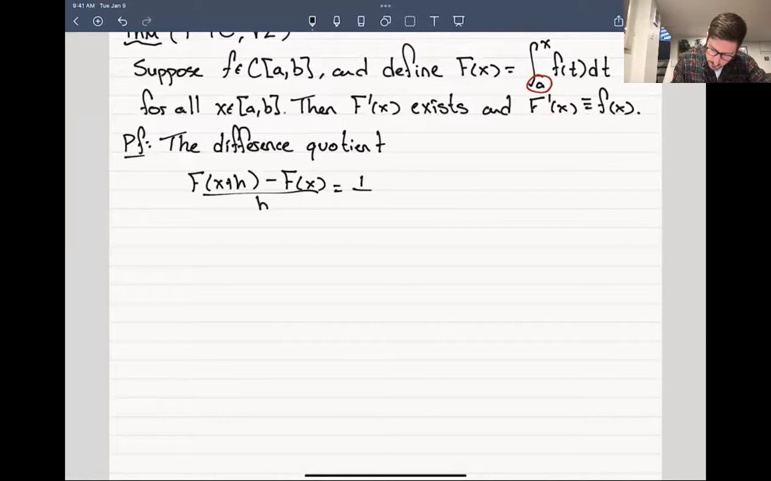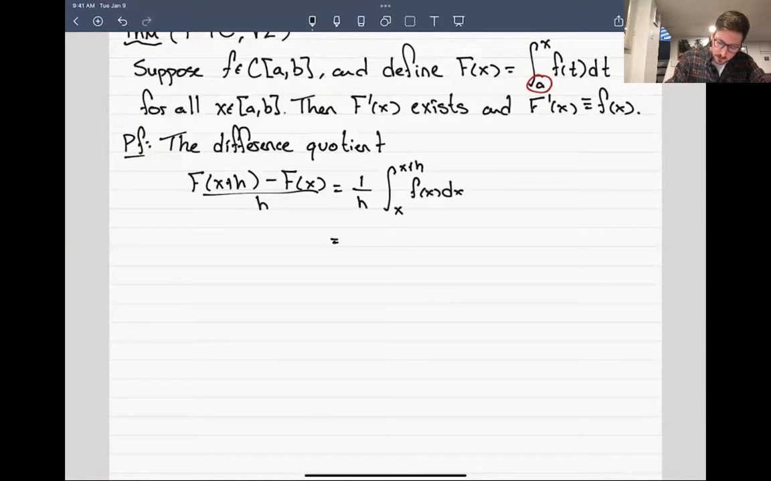I'm going to take the 1 over h out front. And now, since capital F is defined in terms of these integrals, if you go back to some of the properties of integrals, we essentially have two different upper bounds. And so you could actually write this as the integral from x to x plus h of f of t dt. This is the area that's left over by going forward a little bit more, to x plus h, as opposed to just going forward to x. So you can do a little manipulation and find that out really nicely.